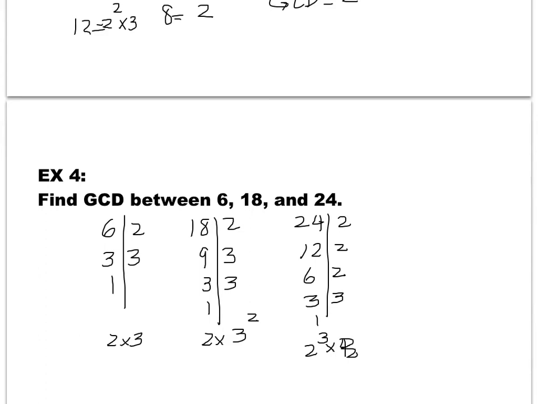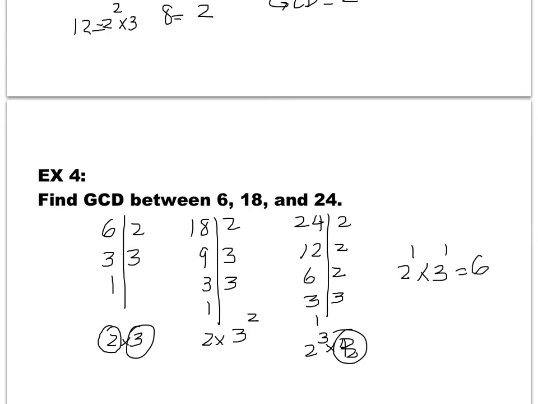Times 3. Now, if you look at these three numbers, the common base is 2. The minimum exponent is 1 because of this. And there is another base common, which is 3. So we say 2 times 3. And again, the minimum exponent is 1 because of either this or this. So 2 times 3 gives me 6.